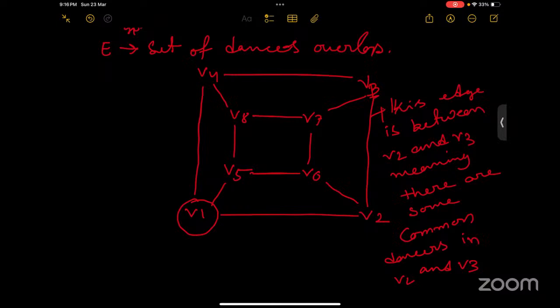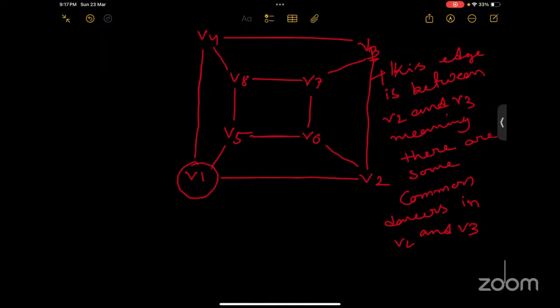So because one student can only perform in one dance, we can't take V1 and V2 together, because then there will be some student who is performing in both. If one student has to be in only one dance group, then there will not be any edges at all. Yeah, that is what I'm saying. So if I take V1 and V2 together, there will be some student performing in V1 and V2 both, right? Is it clear?